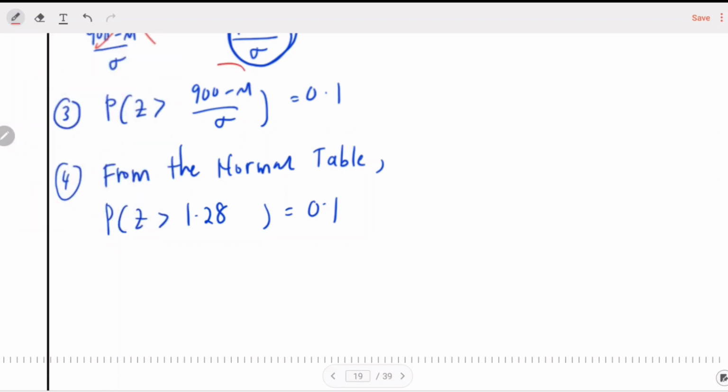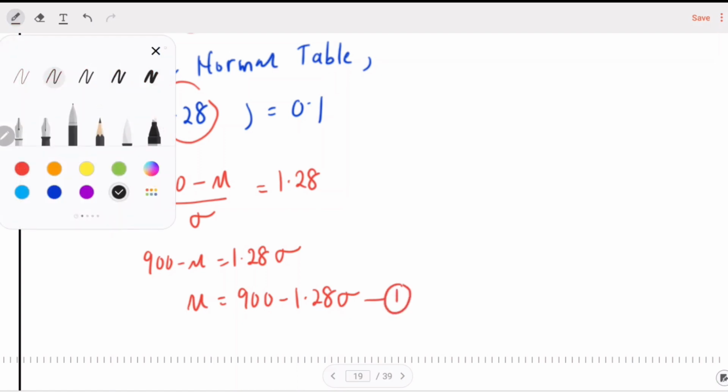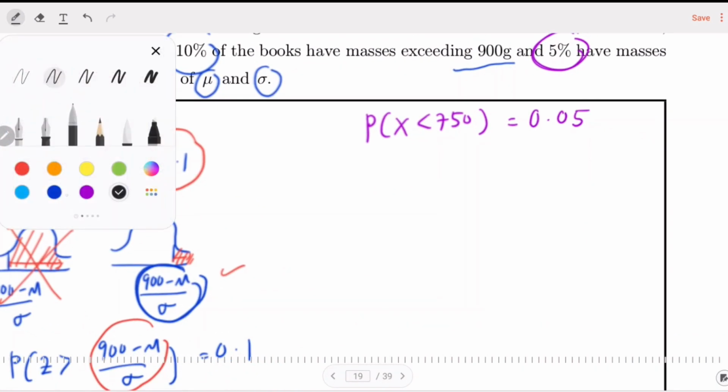Lastly, compare: 900 minus mu divided by sigma equals 1.28. So here is our first equation. We can just simplify it into this. I'm going to make mu the subject: mu equals 900 minus 1.28 sigma. That is our first equation. And then we proceed with the second probability given and do the same thing.